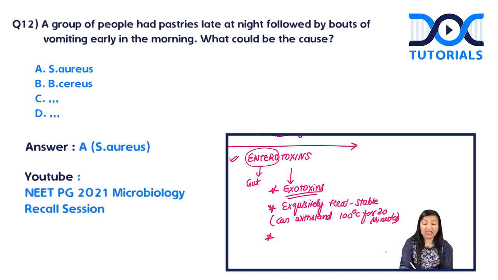The name of these toxins is enterotoxins. What disease are they associated with? Remember, they cause food poisoning. Also remember, they are super antigens.